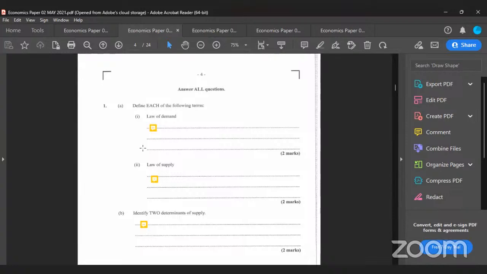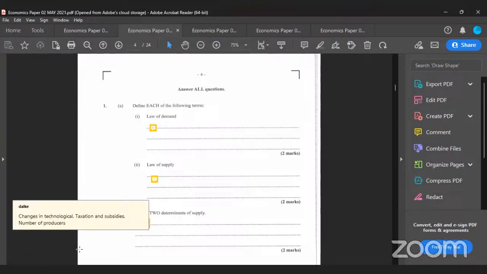Secondly, they asked us to identify two determinants of supply. And the determinants of supply are technology, taxation and subsidies, and number of producers. I don't know if you realize, but this is a very similar thing that they asked the year after. This is 2021. In 2022, they asked something very, very similar. In fact, the answers are basically the same in terms of what would cause quantity supplied to increase or decrease, or to change. So we know that that is the case.